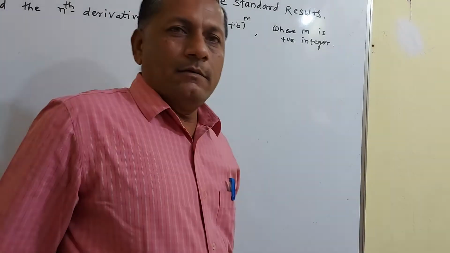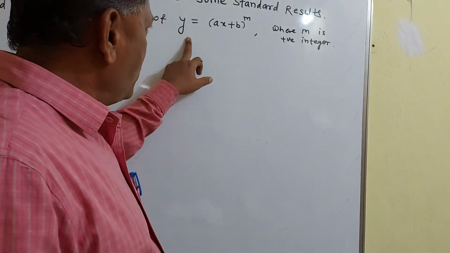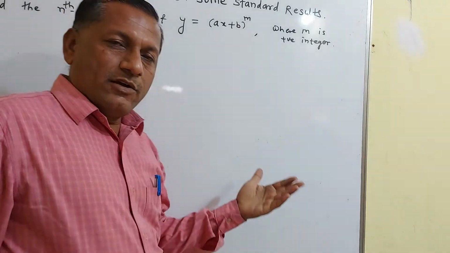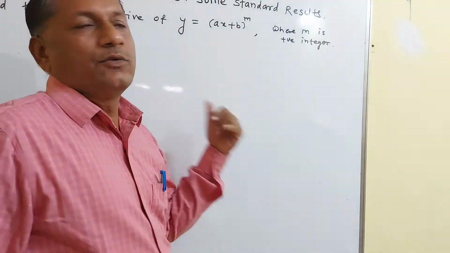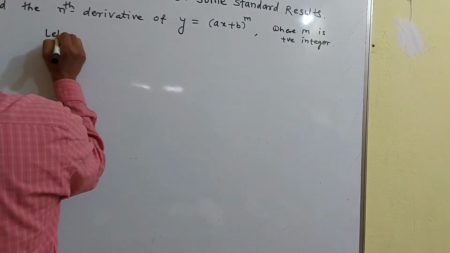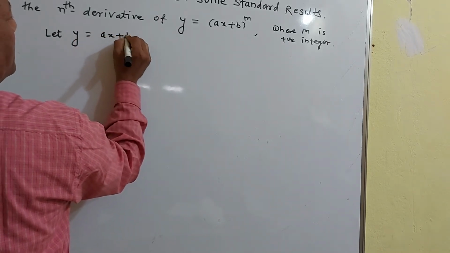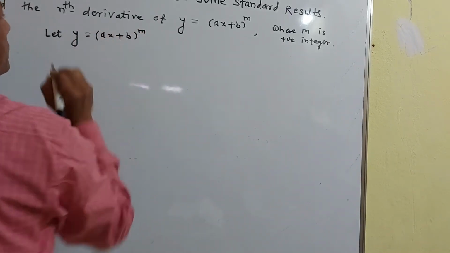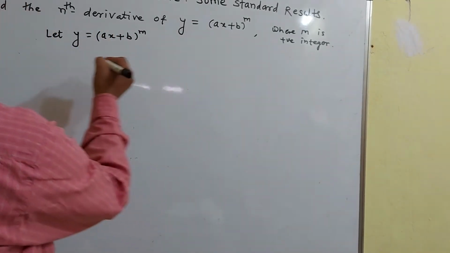Now by mathematical process, you find its first derivative, you find its second derivative, you find its third derivative, and you find its nth derivative. So what is given? You have given y is equal to (ax plus b) raised to m. So you differentiate this with respect to x.